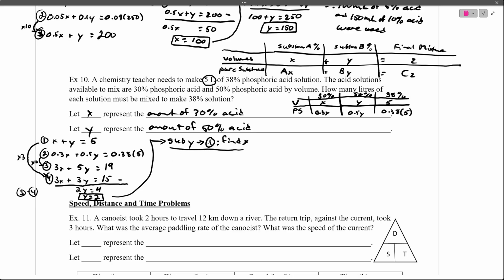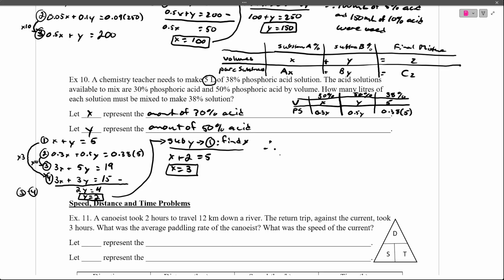And here we go. Where was I here? So y, wherever we see a y. So x plus 2 is equal to 5. That means x is equal to 5 minus 2, which is just 3. What does that mean? It means that we have 3 liters, because that's the unit of measure we're working with, 3 liters of the 30% solution and 2 liters of the 50% solution.